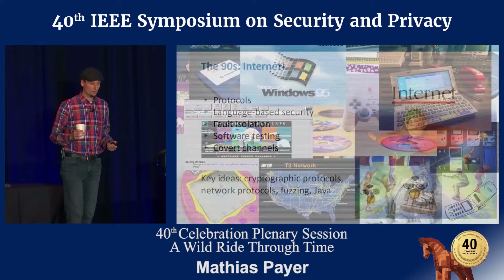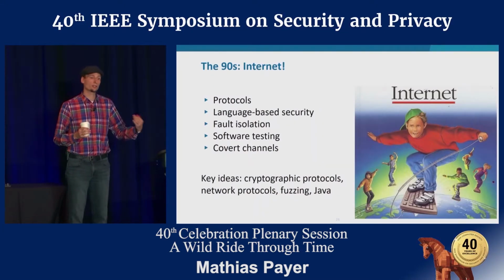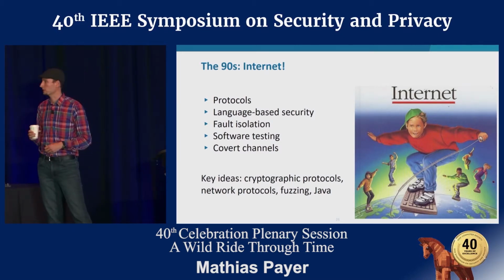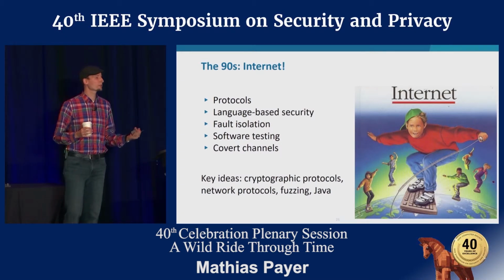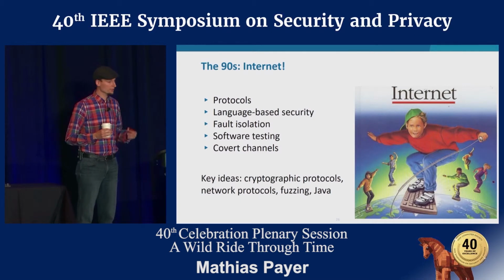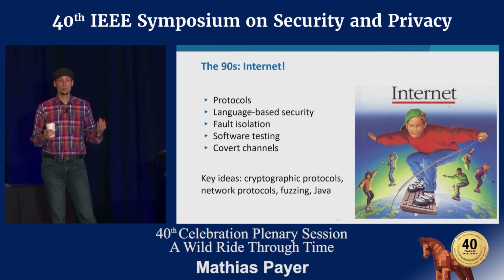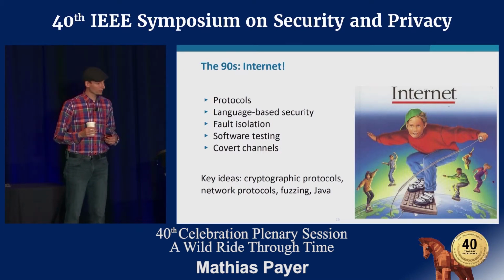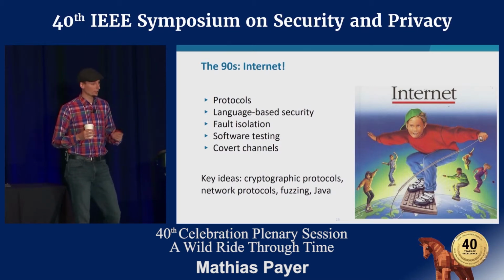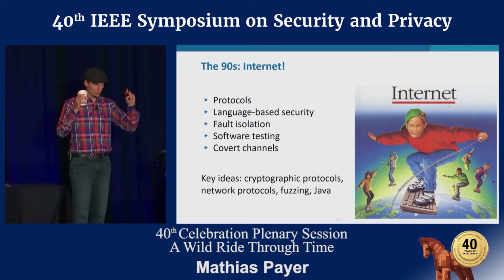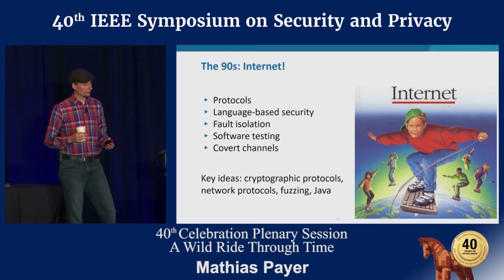And that's why you can classify and summarize the research that happened in the 90s as the internet, right? So this was the big revelation of the 90s. And you see this reflected in the research papers that show up at the symposium. A lot of research in protocols. Language-based security used to be a thing. We recognized that writing your code and your systems in C and C++ may not have been the best idea ever, and that we need some secure foundations. And that's where secure systems like Java came in. Secure systems. There were ideas like fault isolation.